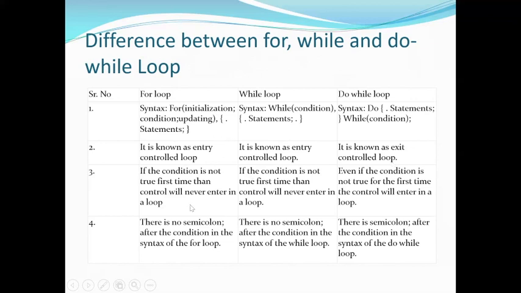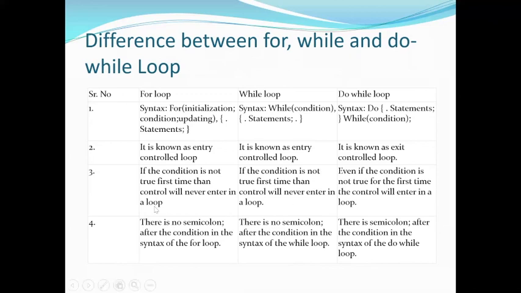Let's talk about one more difference between the three. In the for loop, if the condition is not true the first time, the control will never enter the loop. Similarly with the while loop, if the condition is not true the first time, then the control will never enter the loop. But in the do while loop, even if the condition is not true the first time, the control will enter the loop, and only after that is the condition checked. If the condition is not true, it will come out of the loop.